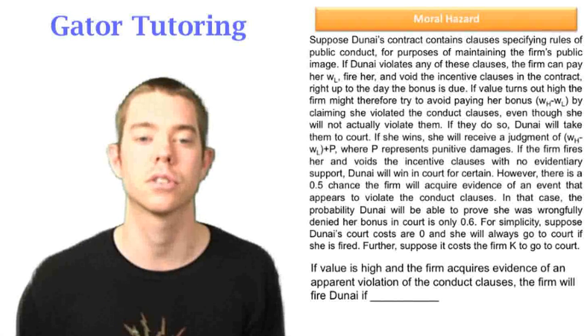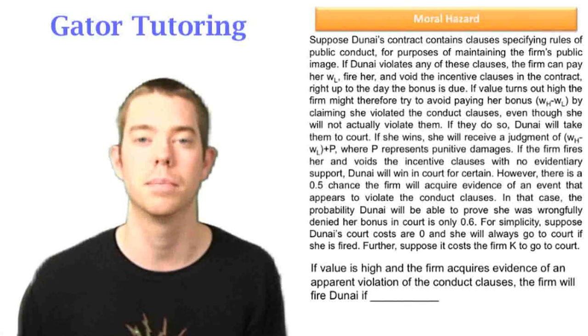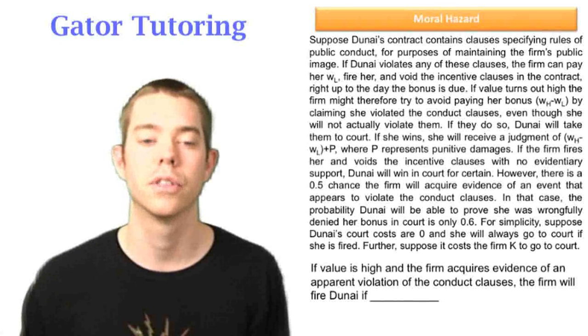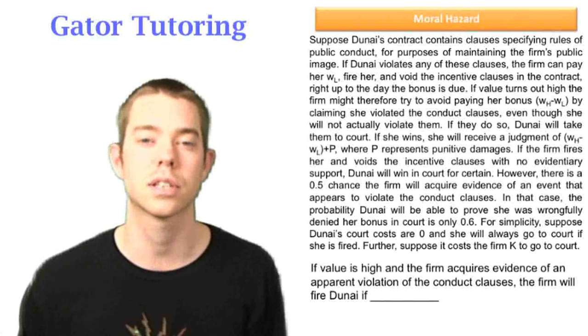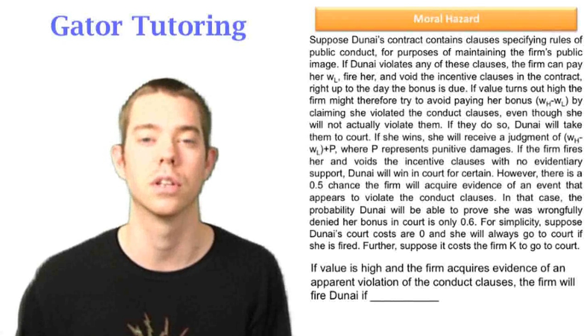It says, suppose Dunai's contract contains clauses specifying rules of public conduct for purposes of maintaining the firm's public image. If Dunai violates any of these clauses, the firm can just pay her WL and fire her and void the incentive clauses in the contract, right up to the day the bonus is due. If value turns out high, the firm might therefore try to avoid paying her the bonus, and the bonus in this case is the difference between the high wage and the low wage.